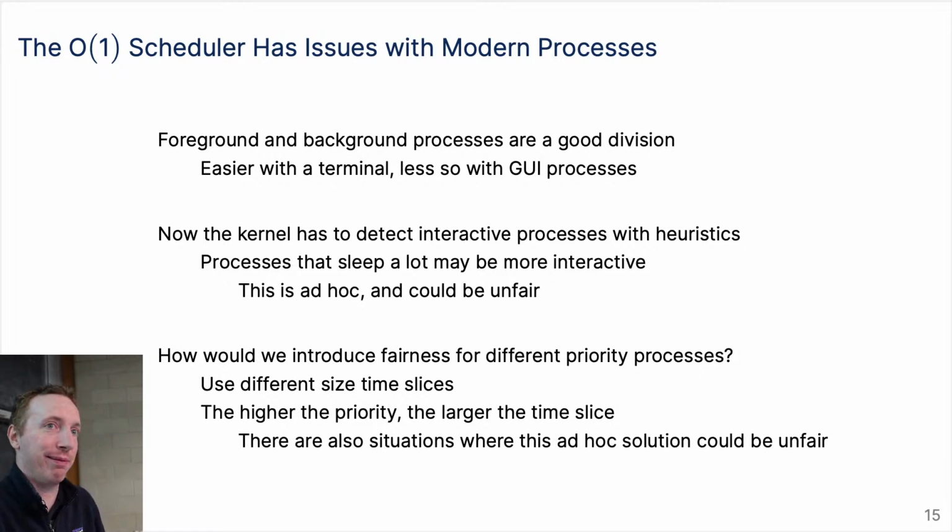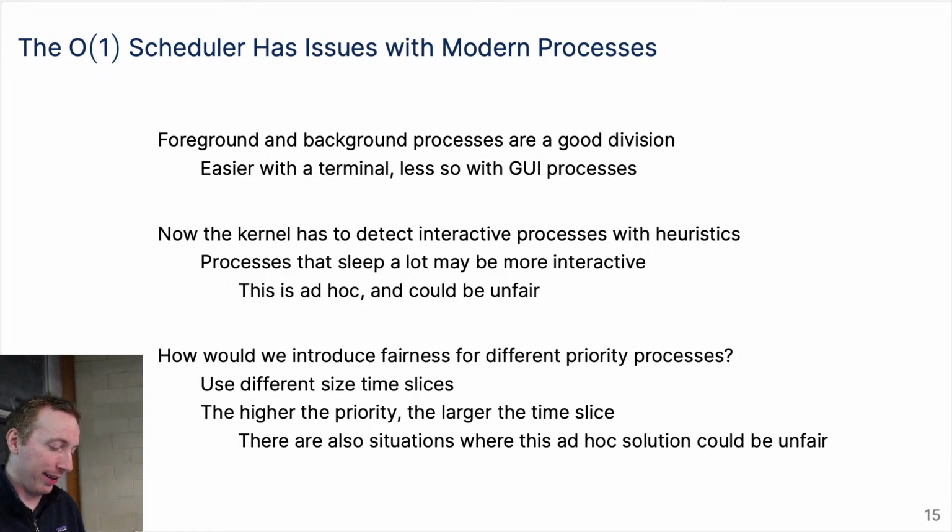You could try and make some heuristics to determine whether or not a user is interacting with a process. For example, you might assume that processes that sleep a lot might be more interactive. They interact with some keyboard input, do something really quick, and then go back to sleep. If you detect a process behaves like that, you might say, I guess it's an interactive process, maybe I'll prioritize this in my scheduling a bit more. But it's kind of ad hoc and could be fairly unfair, and you could also guess wrong.